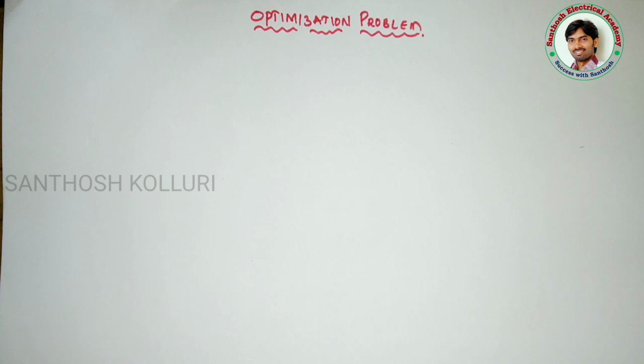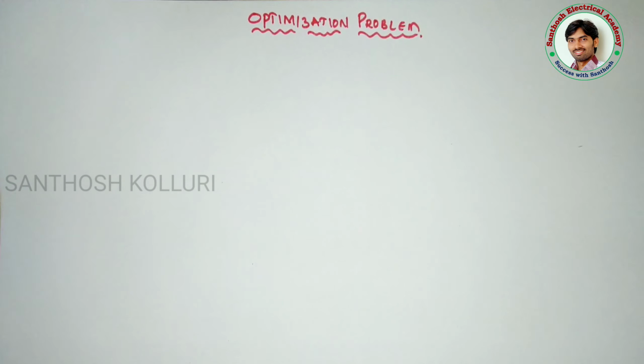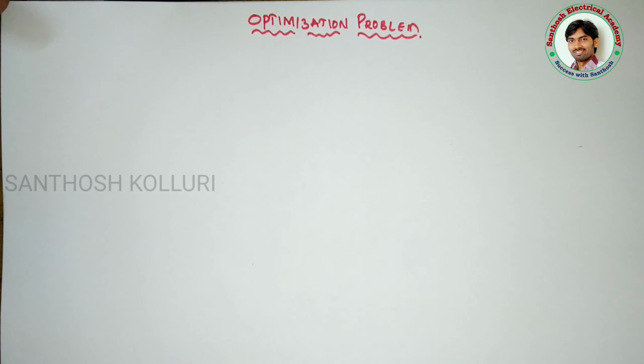In this class, we are going to discuss optimization problem. So what do you mean by optimization problem? It refers either to minimization of the problem or maximization of the problem. The objective of an optimization problem is either minimization or maximization. So in this thermal power plant, we should minimize the fuel cost.